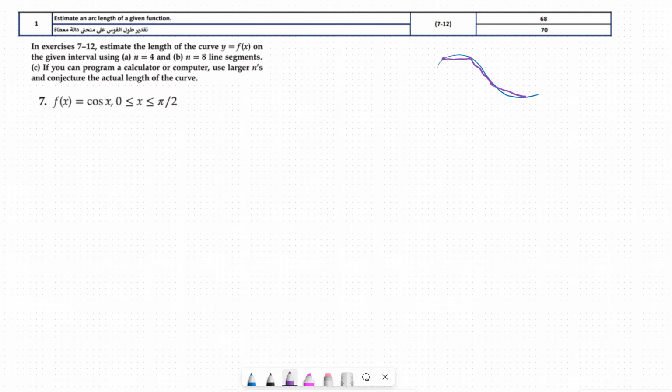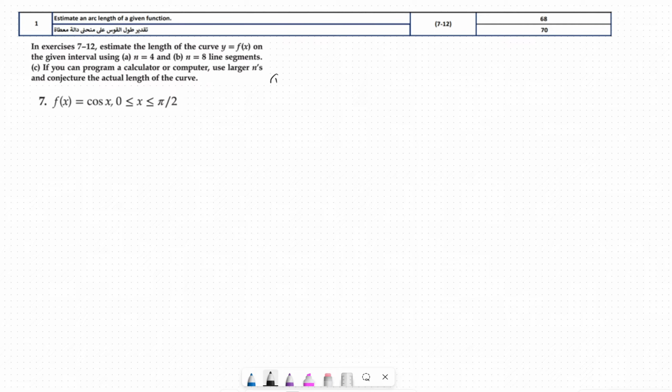Now, the more points we choose, the more accurate it's going to be, of course. So if you choose more and more points, the distances will be approximately the same as the curve. So let's start with this one. We have the function cosine x between 0 and pi over 2.